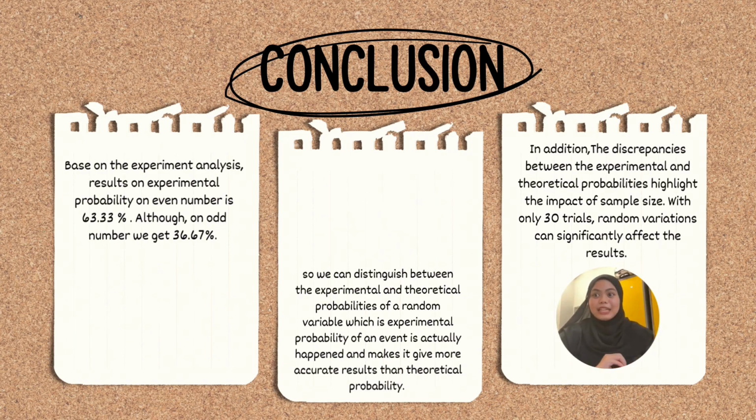In addition, the discrepancies between the experimental and the theoretical probabilities highlight the impact of sample size. With only 30 trials, random variation can significantly affect the result. In summary, while our experiment provides useful insight into the nature of probability, it also underscores the importance of a large sample size for more accurate results.